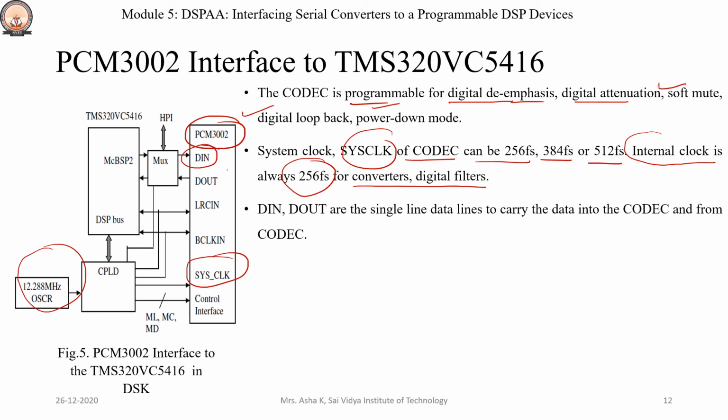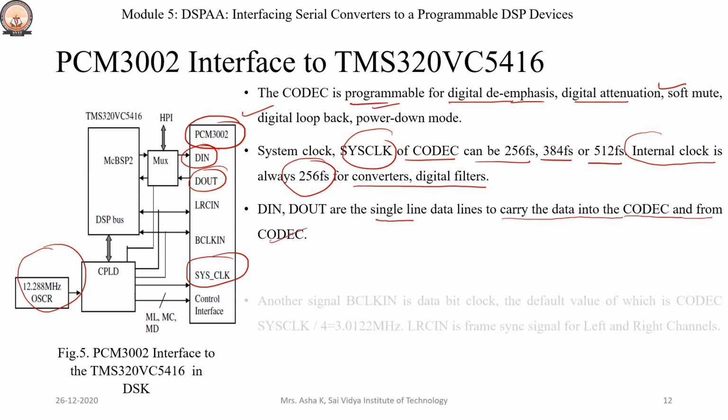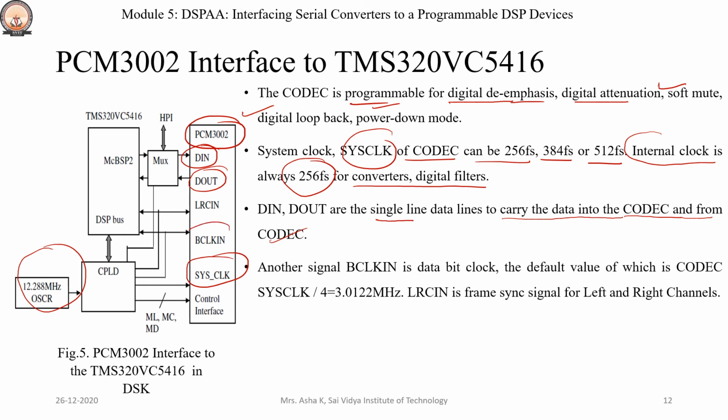We have D in and D out on the PCM3002. These are the single line data buses to carry the data to and from the codec. Another important signal we have on the PCM3002 is BCLK in, that is data bit clock. The default value for which is codec sys clock divided by 4. Codec sys clock is 12.288 megahertz divided by 4. We are going to get 3.0122 megahertz.